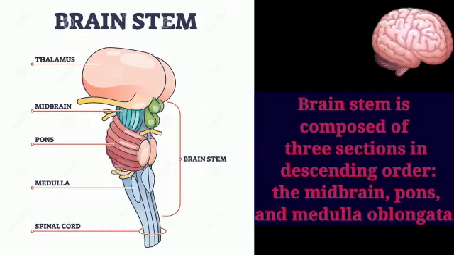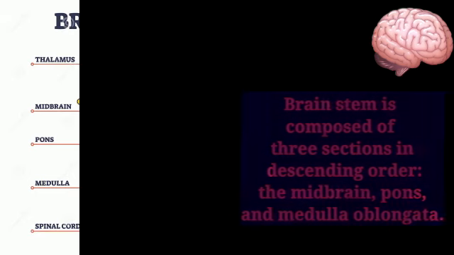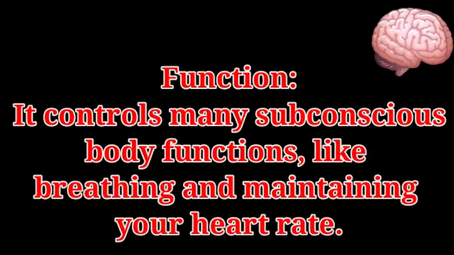Brainstem. Brainstem is composed of three sections in descending order: the midbrain, pons, and medulla oblongata. It controls many subconscious body functions, like breathing and maintaining your heart rate.